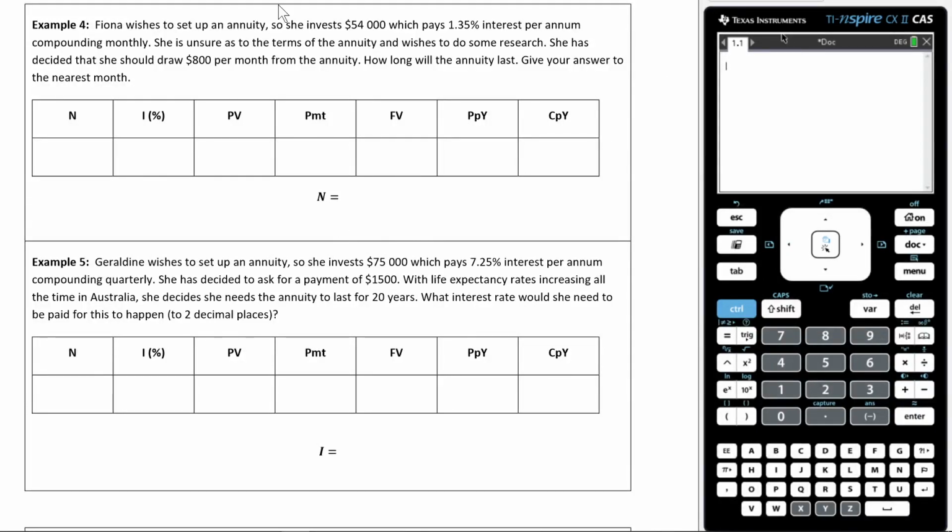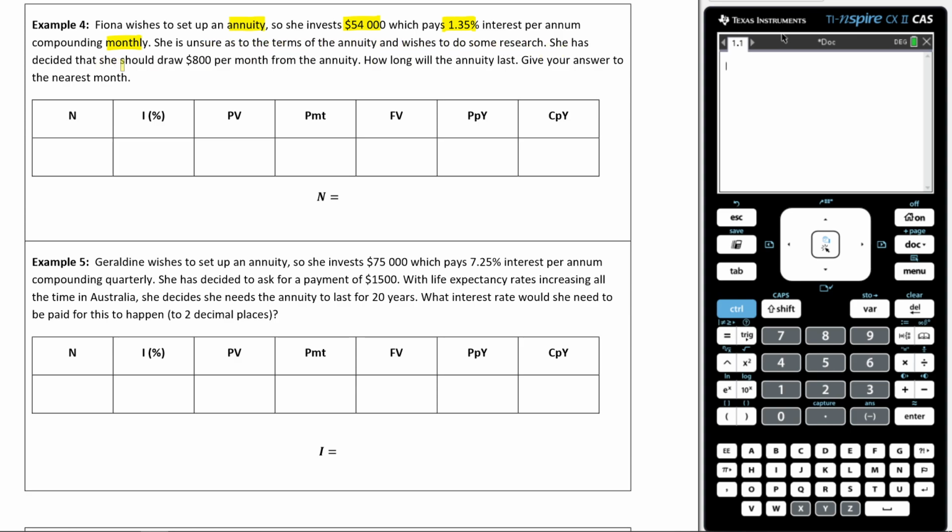All right, let's read through example 4 here, highlight the key terms and figure out what we need to find. So it says, Fiona wishes to set up an annuity. So she invests this much money, which pays this interest per annum compounding monthly. She is unsure of the terms of the annuity and wishes to do some research.